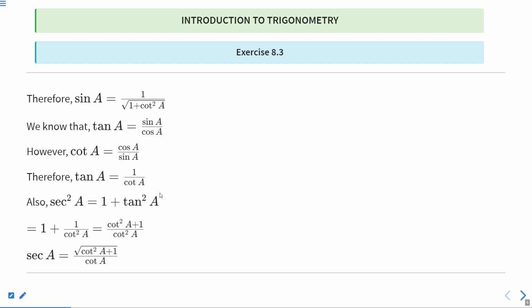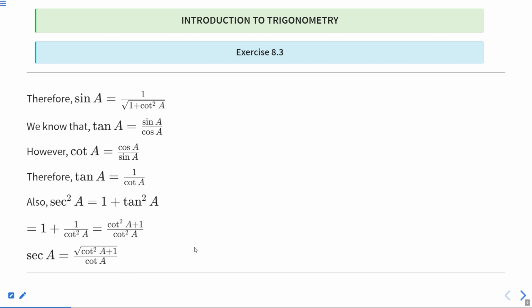So sec square A is equal to 1 plus tan square A, and we know tan A is equal to 1 by cot A. Okay, so now if we put the value of tan A as 1 by cot A, then we get 1 plus tan square A is equal to 1 plus 1 by cot square A. Okay, and now if we simplify it, we can take the LCM cot square A. So this is equal to cot square A plus 1 divided by cot square A. Okay, so sec A is equal to the square root of cot square A plus 1 divided by cot A. Since the numerator is adding two positive terms and cot A is also positive, sec A is equal to plus the square root of cot square A plus 1 divided by cot A.